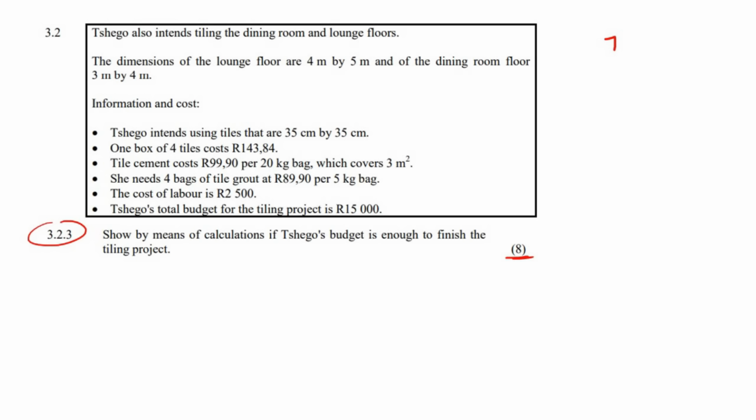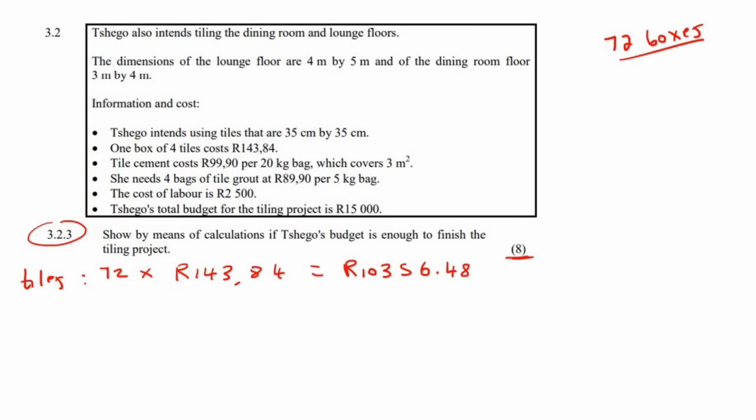So remember that 72 boxes is what we said from the previous page. I'm not sure if we're going to need that here. So it says, show by means of calculations if Checho's budget will be enough. Okay, so we're going to buy 72 boxes of tiles. Now each box is 143 Rand. So for the tiles itself, that's going to be 72 multiplied by 143,84. Okay, and that's already above 10,000 Rand, so 10,356.48. That's how much she will spend on tiles.